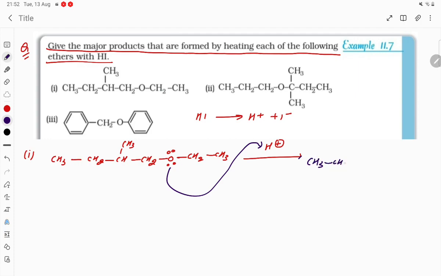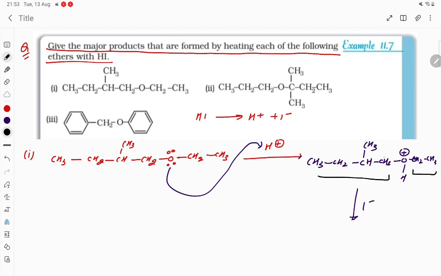This is the CH3, CH2, here is CH, this side is the CH3. Here is CH2, this is the O, downside it is going to be H, and here is CH2 and this is CH3, obviously, and it will acquire the positive charge. Now here is the attack of I minus. Here it is tricky whether I minus is going to attack the smaller or the larger bulky group.